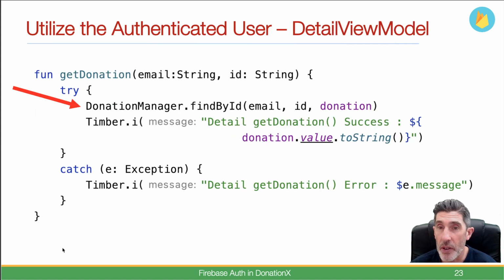In the view model itself, there's the get donation function, taking the email and the ID, and there we are triggering our donation manager again, passing in now the extra parameter, the email, which ties back to our retrofit interface, which requires that email to go up, hit the server, and look for the ID, but matching the email also. Then that will update the UI and display it accordingly.